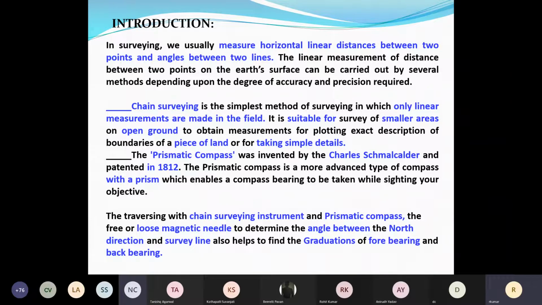In traversing with chain surveying instruments and the prismatic compass, the free or loose magnetic needle is used to determine the angle between the north direction and the survey lines. We'll have to find the graduation of fore bearing and back bearing. The last part you will explain, okay? So don't worry about it.